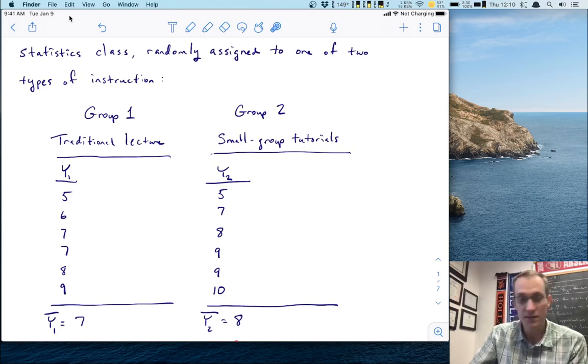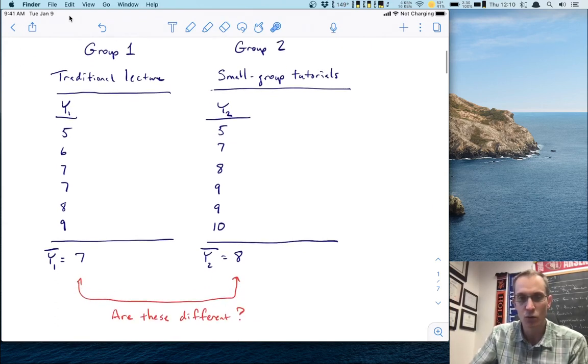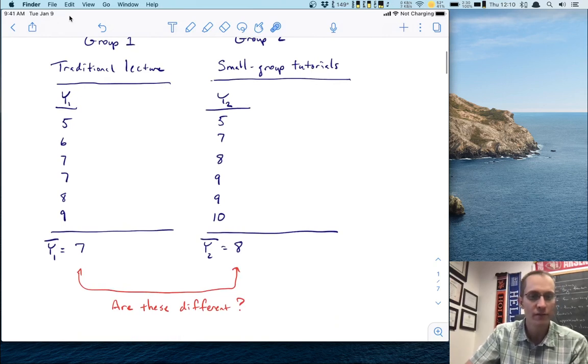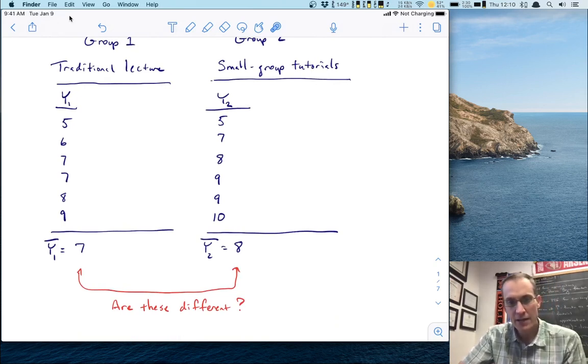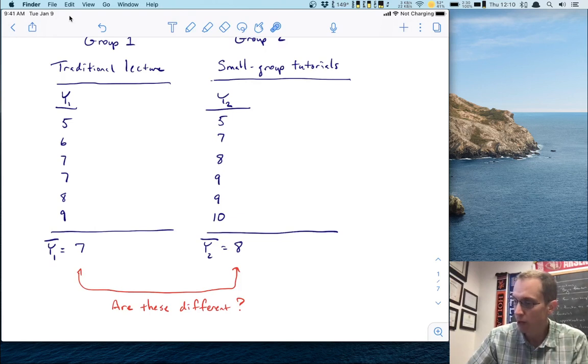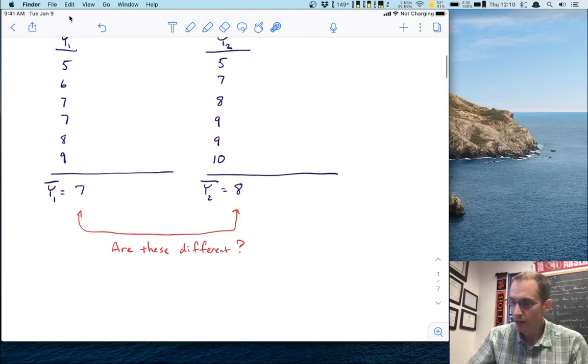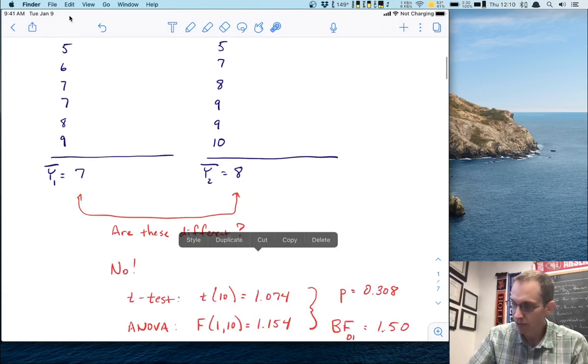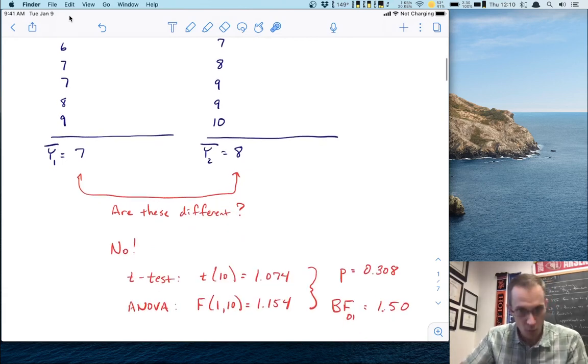And of course, this is the classic type of thing that we expect in this course. We ask the question, are these different? Now, these are the group means that we're interested in. Since we have 2 different group means, we could do a t-test on this. We could also do an analysis of variance. We're actually going to do both here. And in fact, I took the liberty before this lecture of just computing those results, and they are as follows. The answer is no. They are not significantly different.